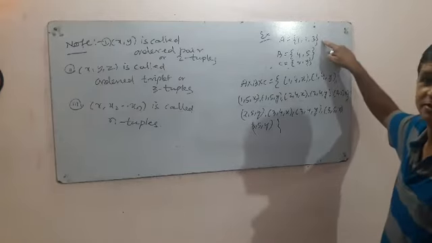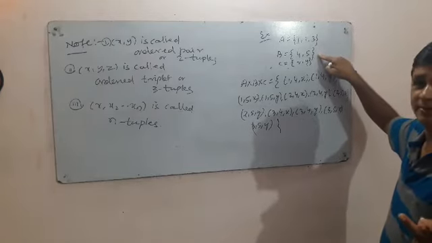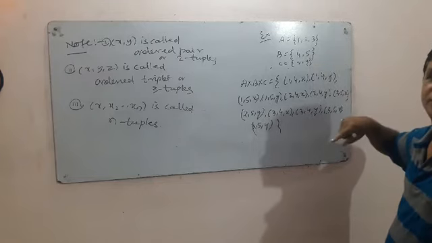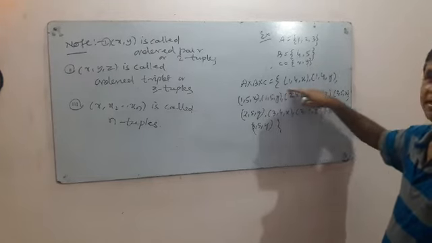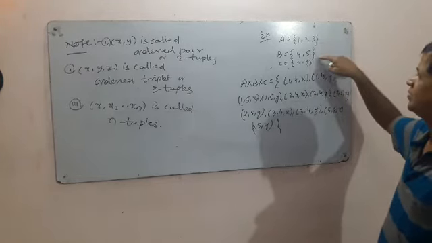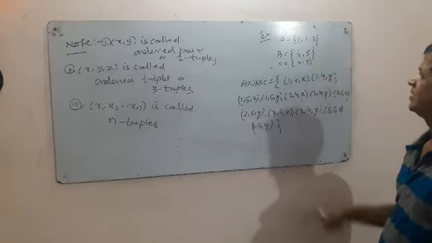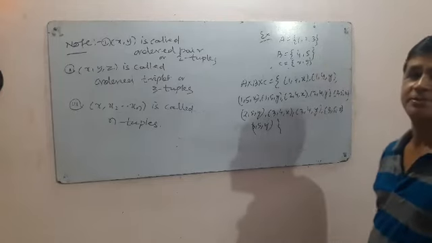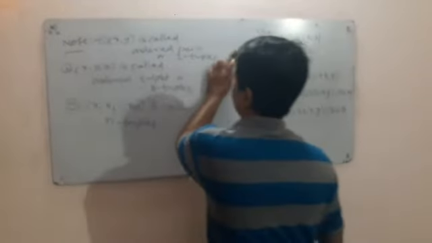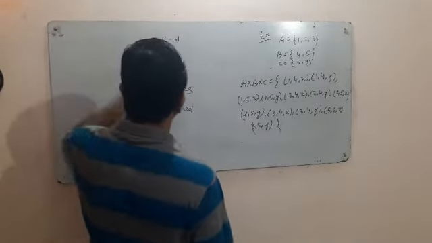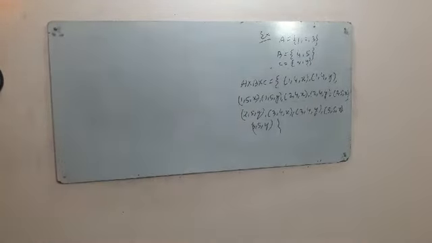Now tell me how many elements are present in A cross B cross C? A contains 3 elements, B contains 2 elements and C contains 2 elements. So the number of elements present in A cross B cross C is 3 into 2 into 2, that is 12. Next heading, number of elements present in the product of sets.